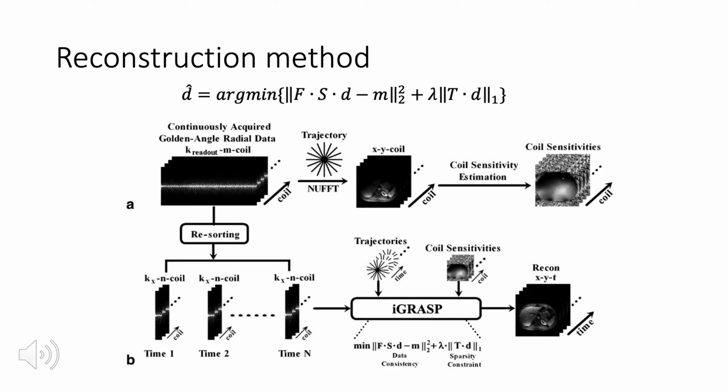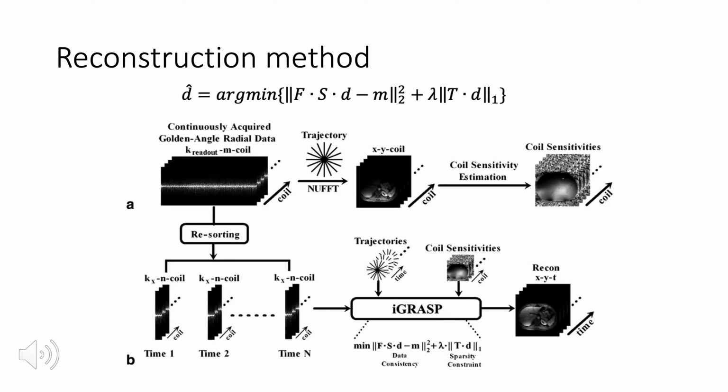The reconstruction method they use is called iGrasp. I got this figure from the original iGrasp paper. The first step of this reconstruction is to get the coil sensitivity estimations. They perform this estimate by first getting a temporal average, then combining the coil images, and then finally doing the coil sensitivity estimation.